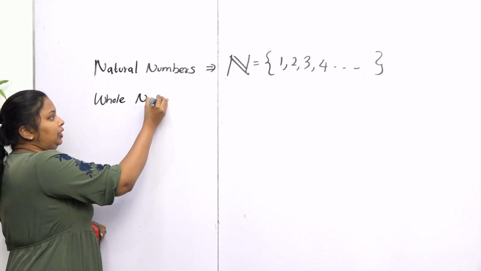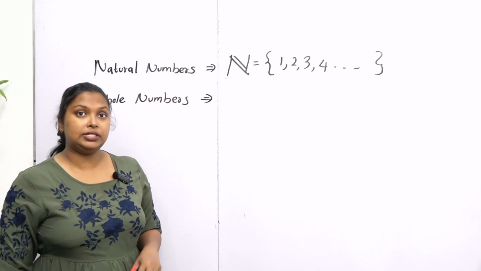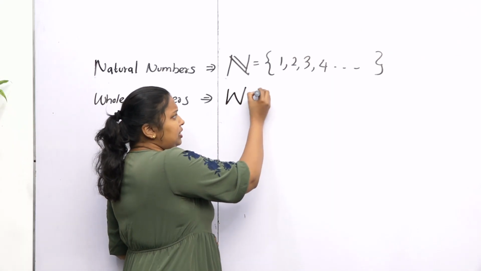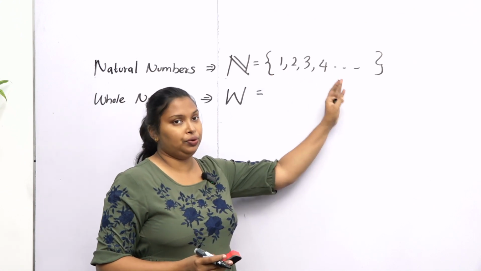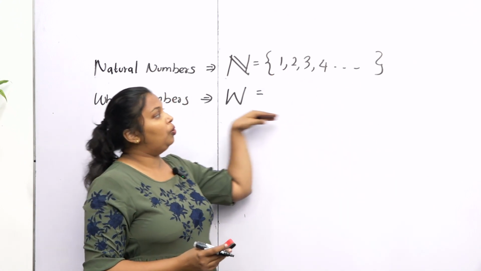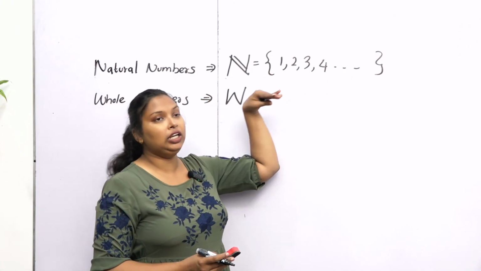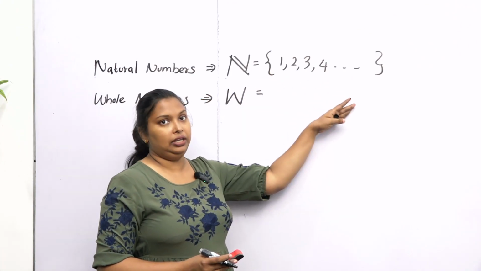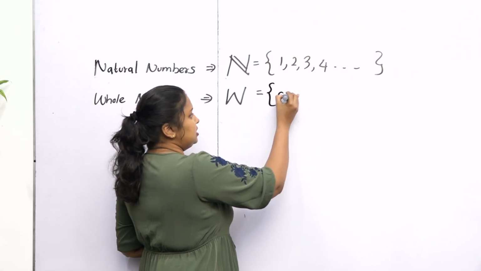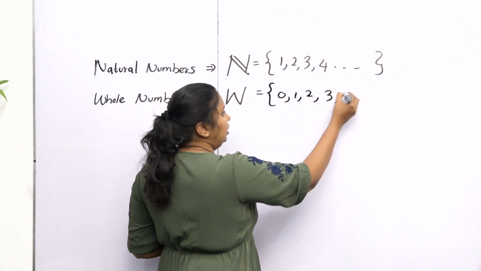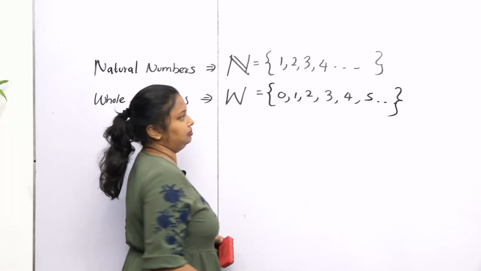So you have heard about the whole numbers, right? The whole number set is represented using the W. So what is this whole number set? Now natural numbers means 1, 2, 3, 4, the numbers that we use to count. Whole numbers means this number set including 0, my natural number set including 0. So how to write the whole number set? 0, 1, 2, 3, 4, 5. So these are the elements in the whole number set.